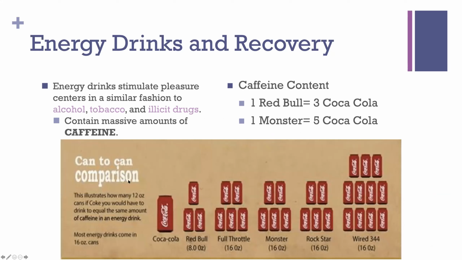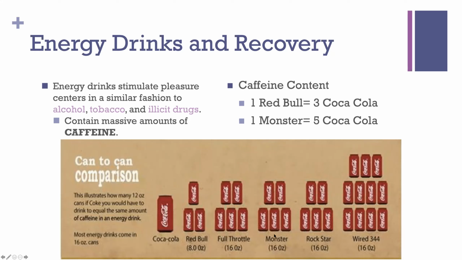Now, interesting comparison here. Energy drinks stimulate the pleasure center, similar to alcohol and tobacco. So we compare a 12-ounce Coca-Cola. If we compare an 8-ounce Red Bull to the amount of caffeine in a regular Coke, it contains the same as 3 Coca-Colas. Red Bull, 8 ounce. Full Throttle, 16 ounce, contains the same amount of caffeine as in 5 12-ounce Coca-Colas.